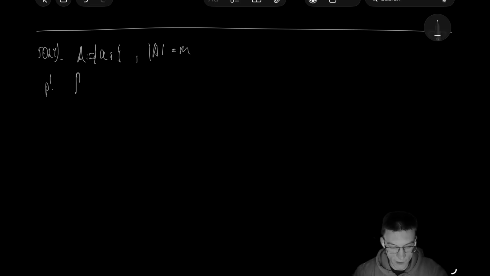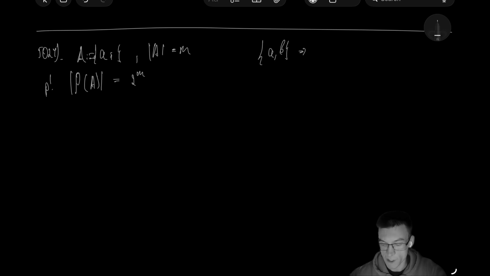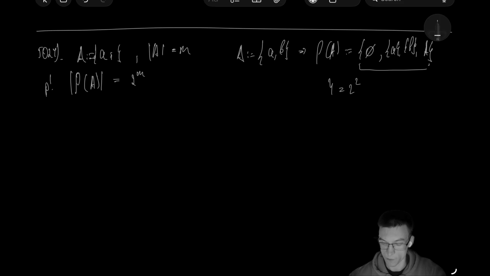We have to prove that the cardinality of the power set, and the power set is the set of all subsets, is 2 to the power of m. Just to give you an example, let's suppose we have the set {A, B}. Then the power set of A is the empty set, the set consisting of A, of B, and A and B, the set A itself. So we have 4 possible elements, and 4 is 2 to the power of 2, where 2 is the number of elements in A, given A and B, 2 elements here.